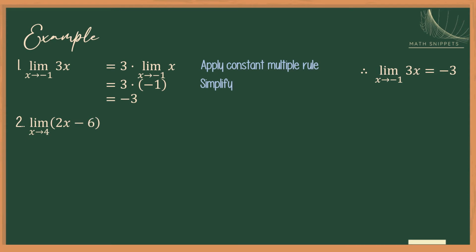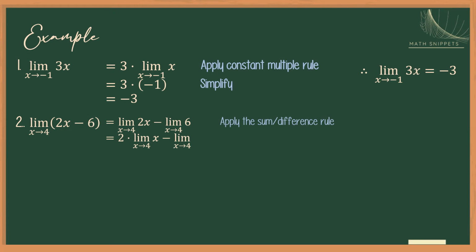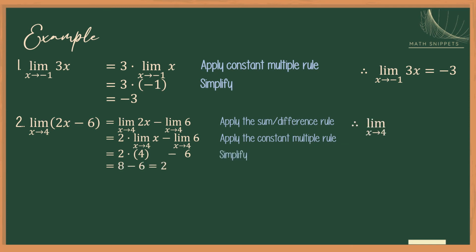Now the limit of 2x minus 6, this is a difference. You have 2x and you have 6. You subtract 6 from 2x, so we can use the sum or difference law or rule. So we distribute the limits, and then we will use the constant multiple rule by factoring out 2 from 2x. So we will use the basic laws. So we get 2 times 4 minus 6. 2 times 4 is 8 minus 6 is 2. So therefore the limit of 2x minus 6 as x approaches 4 is 2.